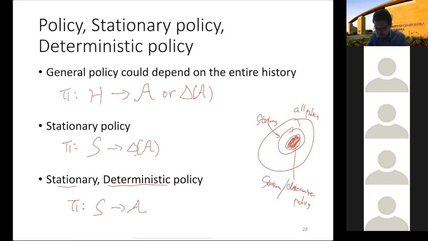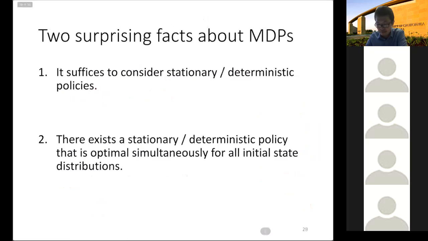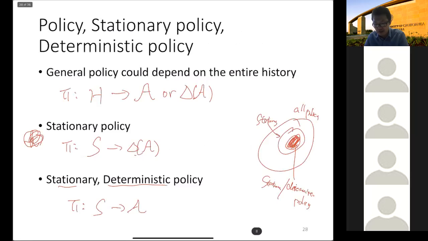Okay, so we're going to see that it suffices to consider the stationary policy in general. Also, if we only care about finding the optimal policy, then there exists an optimal policy that's simultaneously stationary and deterministic. These are two somewhat surprising facts about Markov decision processes. Very generally speaking, we don't have to consider policies that are complicated in structure.